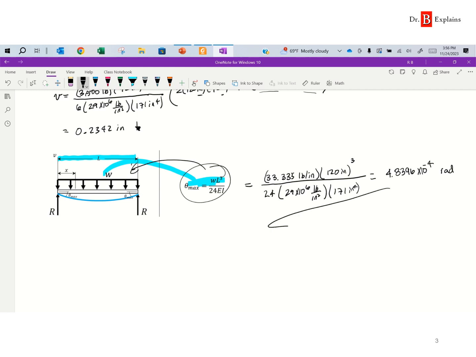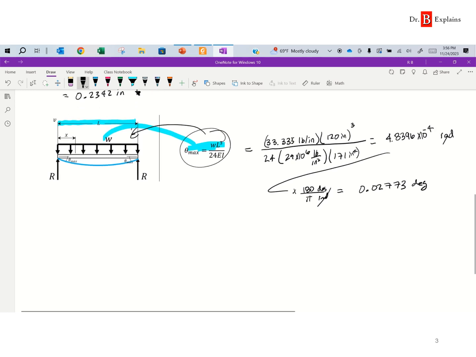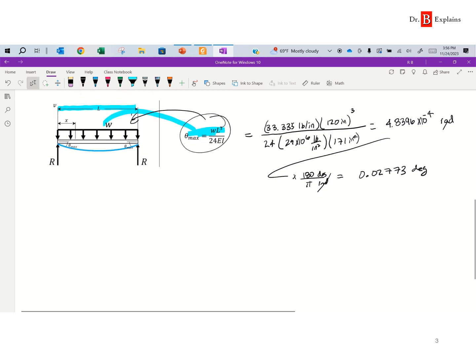We can also take that angle and multiply it times 180 degrees divided by pi radians to cancel the radians, and we can figure out the degree equivalent of that angle, which turns out to be roughly 0.02773, and this would be degrees, right? But that is that angle. How are we going to use it to solve for the deflection, you ask?